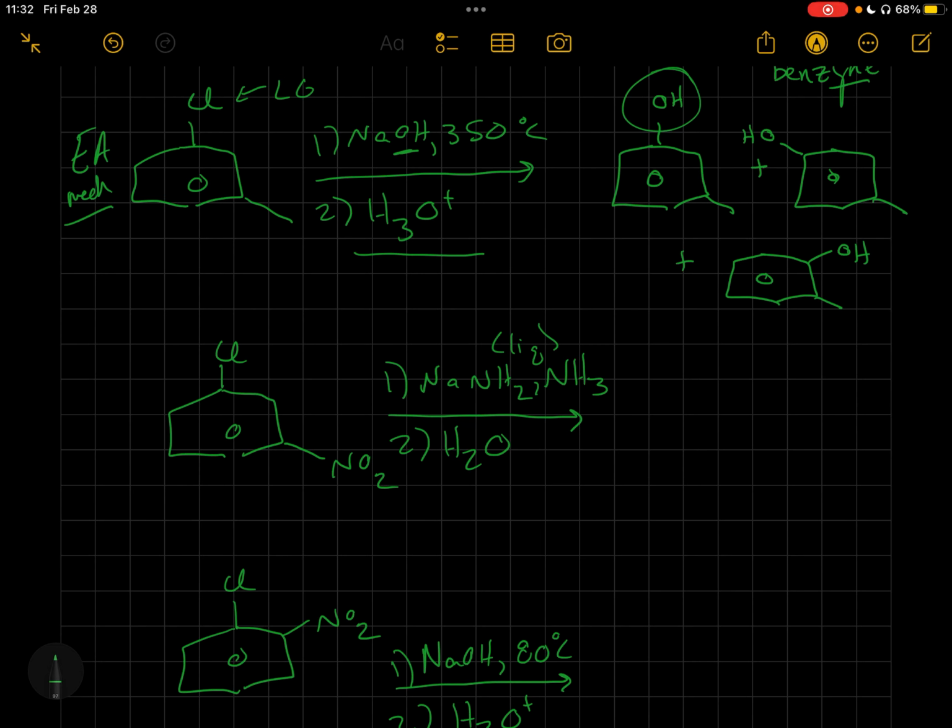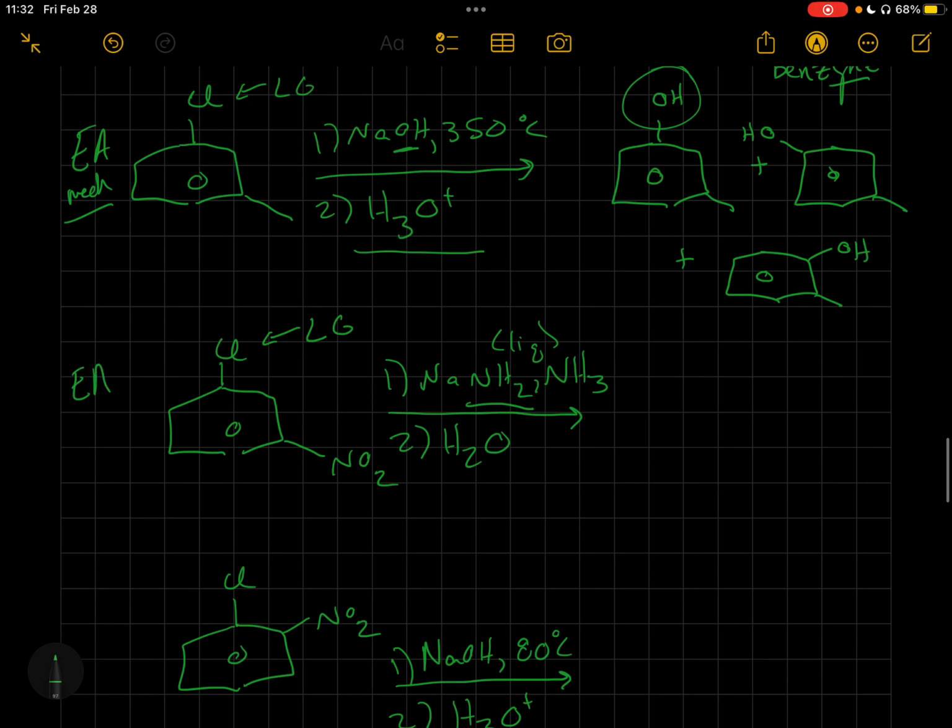All right, so looking at the next reaction, we have a different nucleophile finally, okay? It's going to be our amide anion, but let's stop and look at our starting material. We do have a nitro this time, and we do have a leaving group, our chlorine, okay? So once again, let's label that as our leaving group, but they're meta to one another. So because of the positioning, we know that this is also going to be an elimination and addition reaction.